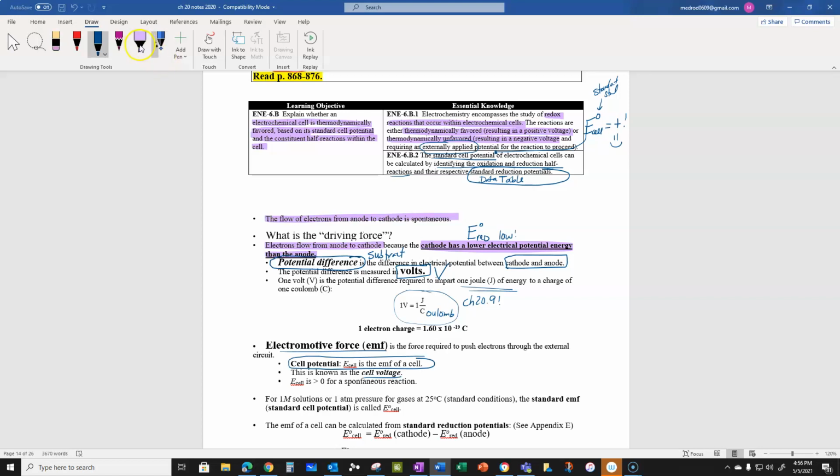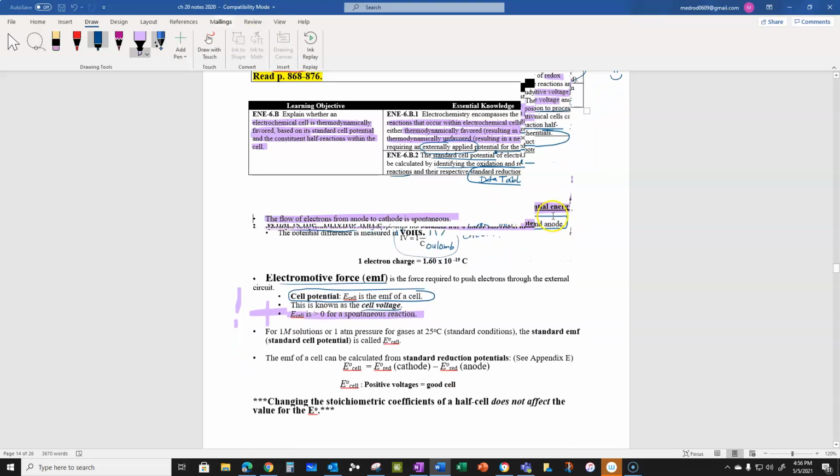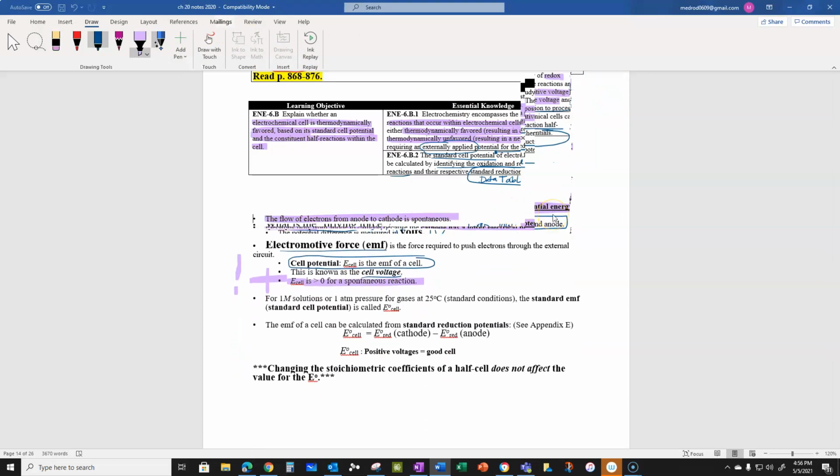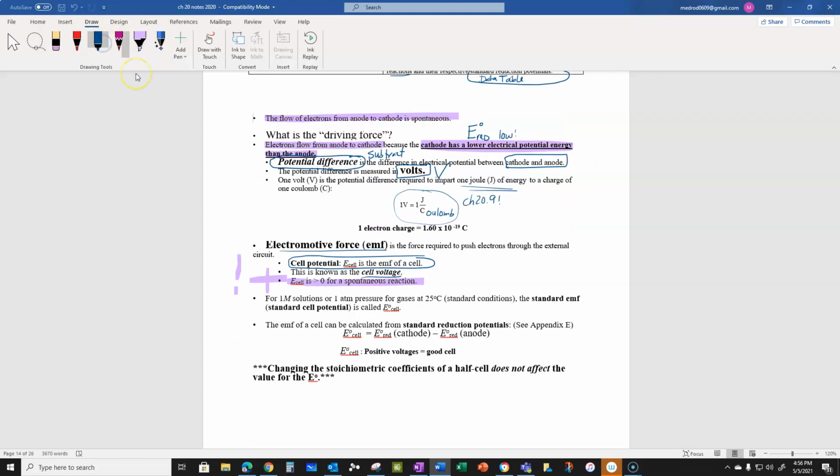And for this thermodynamically favored reaction, we want positive. It's got to be a big positive. The bigger the positive, the better. With standard potentials, just like delta G, standard state, we need that 1 molarity, because I told you we're going to be messing with concentration now. We need that 1 atm.